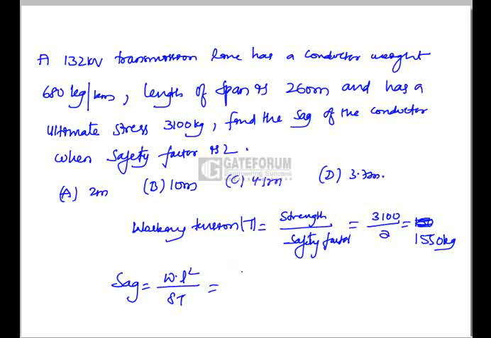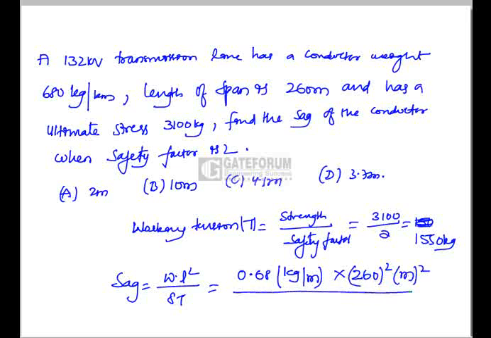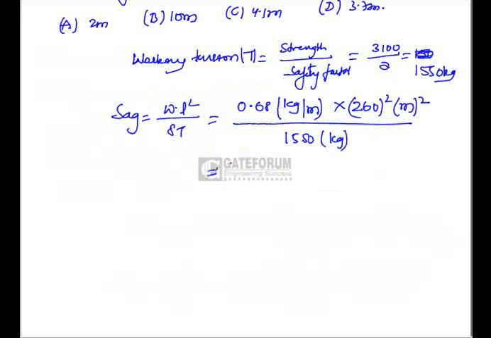Okay, now what is this one? I can write this as 0.68 kg per meter, into L square. Length of span he has given as 260, so this is 260 whole square meter square, divided by the working tension, which we found as 1550 kg. Okay, now what is the final answer? We will get it is around 3.7 meters.